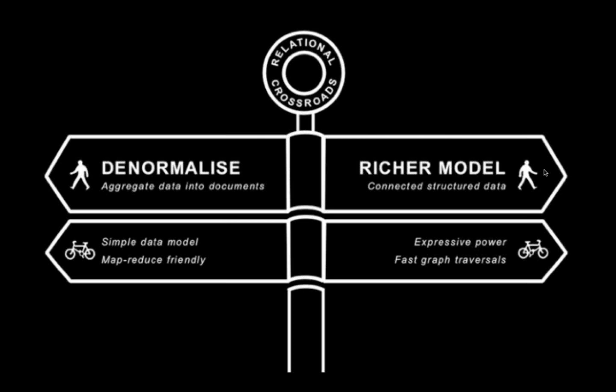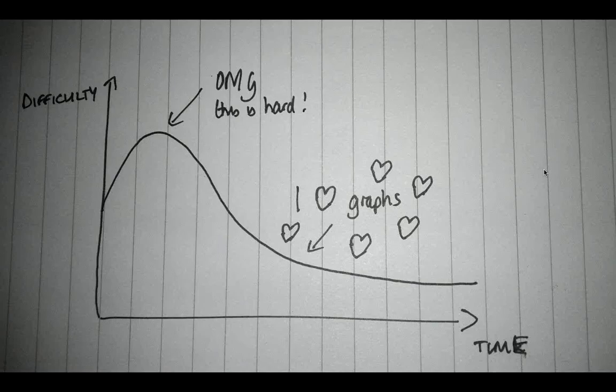The other fork in the road is where we maintain a queryable model, but not the relational model, which is not terribly expressive. It's somewhat cumbersome. A richer model of a connected data structure, which has extraordinary expressive power, where we can build high-fidelity models and then ask questions of those models via fast graph traversals in order to get our answer. And it's this right-hand fork in the road that we're going to explore this afternoon.